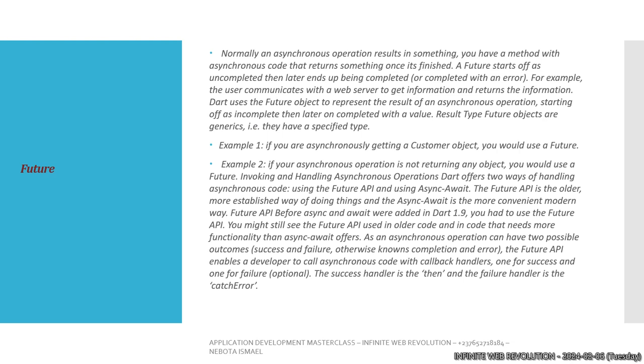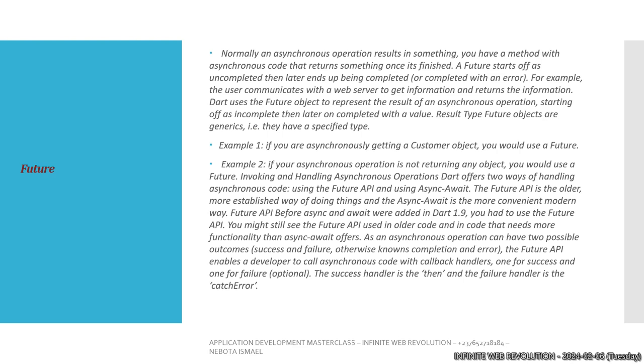What's the purpose of future? Future enables you to perform an operation which does not occur instantaneously, or the ability for your application to make requests for information which is not available at that particular instant. So a future starts off as an uncompleted task, then later ends up being completed. For example, if your application wants to communicate with the web server, what happens initially? It is uncompleted, right? So you need to first request for it, so there's some time lapse, and after that time lapse, specifically if everything works in your favor, definitely you'll get it. Now if your asynchronous operation is not returning any object, you will use a future, right?